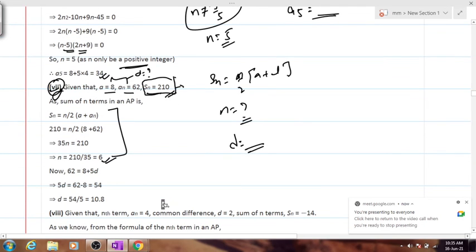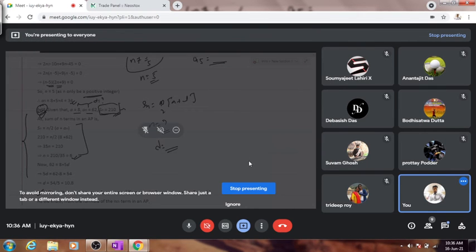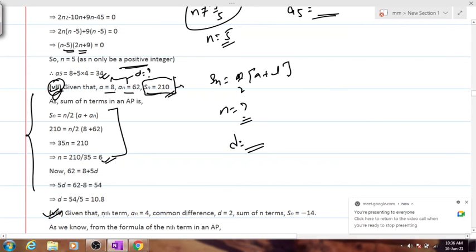Now, people who are done with this will move on to the 8th question. I'm pausing the video for students to copy down this 7th numerical and let me know if you have any doubts. Now, after having done this numerical, students have already answered. Very good, Bodhishotta. d has come out to be 10.8.